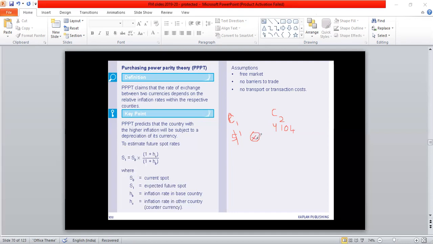Country one is spending only 1 unit. With $1 they can get that, but country two is spending 100 units to buy this particular product. So that is the purchasing power of their currency: how many units of their currency they have to spend to buy the same product. That is put to test to understand the purchasing power of their currency between the countries. So what does purchasing power parity theory talk about? It claims that the rate of exchange between two currencies depends on the power of their currency to buy this particular product.